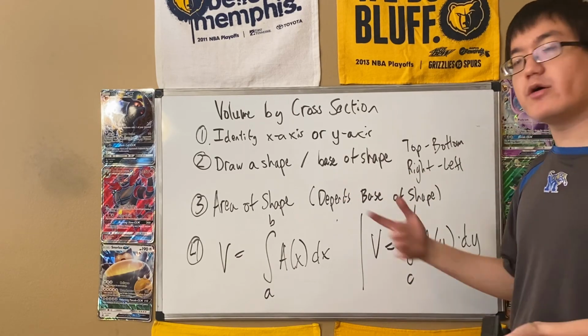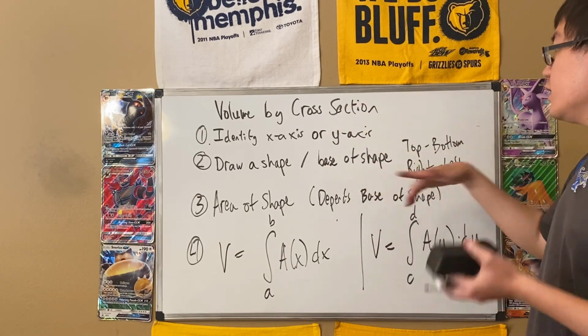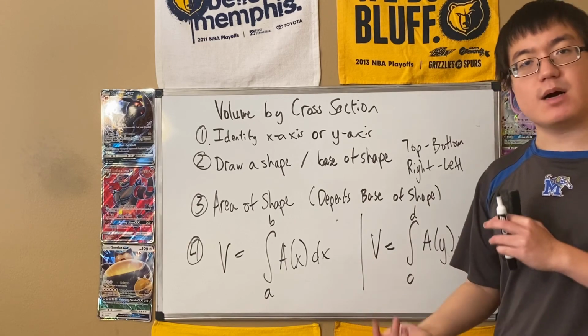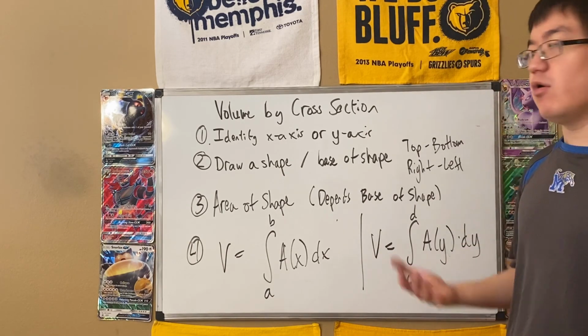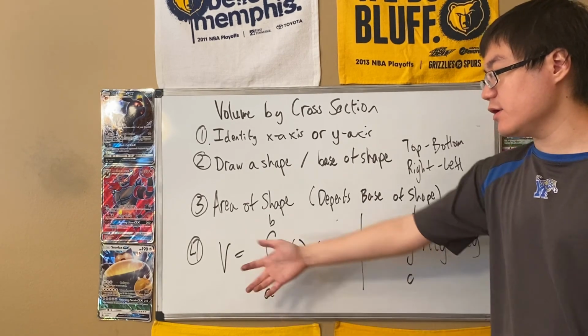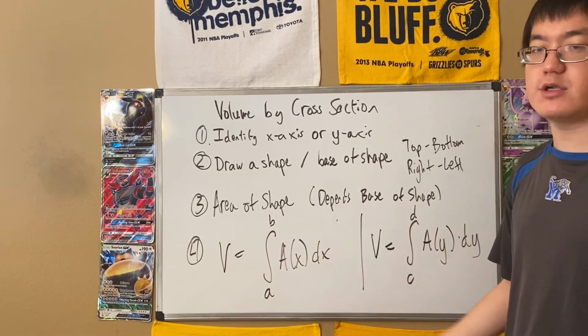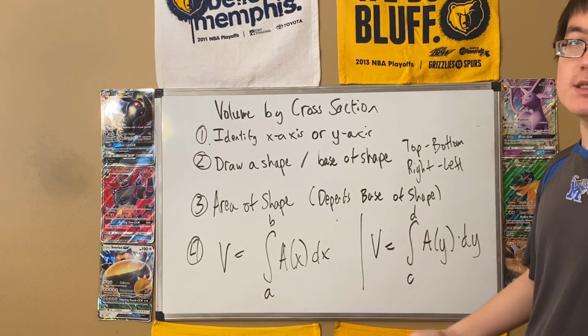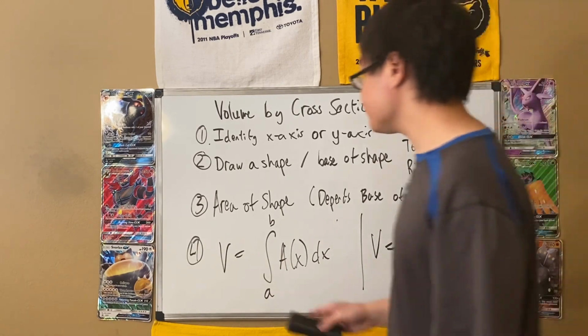What you do is you're going to draw that shape on the side of your work. The base of the shape will either be top minus bottom or right minus left. And why is the base of the shape important? Well, it'll allow you to find the area of the shape. And finally, to find the volume, you integrate the area of the shape, whether that be in terms of x's or y's. So let's do a question.